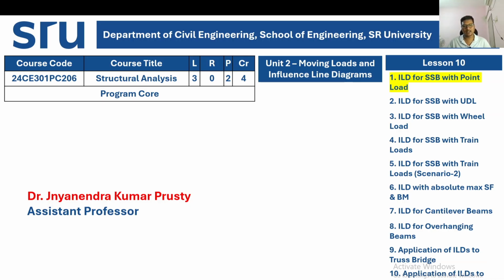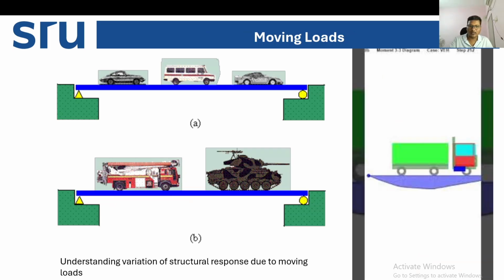And in the latter part of this module, we'll discuss how to construct an influence line diagram in case of overhanging beams, in case of cantilever beams, and most important, how can we apply these influence line diagrams to the truss bridges. This is also an important concept to understand. So once again, welcome to this course, and we'll enter into the moving loads.